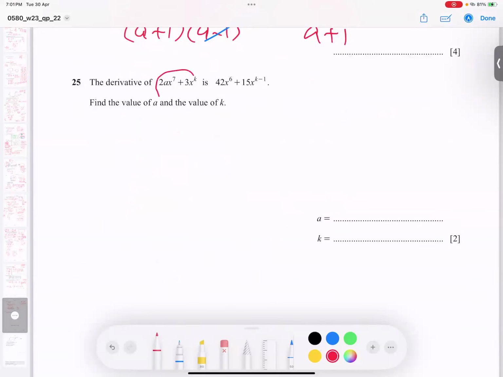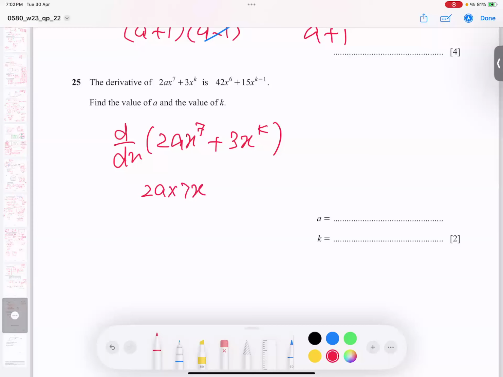Derivative of this is this. Find a. It means no problem. I will find the differentiation of this. When he's saying it, I will follow what he said. According to the rule, this 7 will come down and multiply. So 2a is already there, 7 will come down and the power goes 1 less. I got 14a and the power becomes 6.